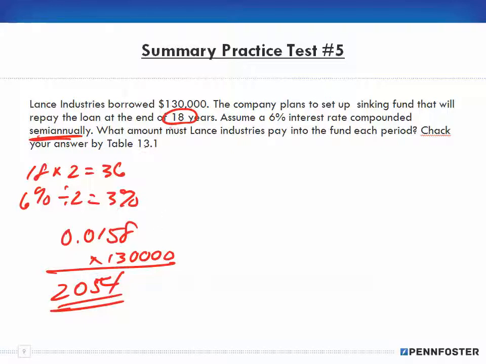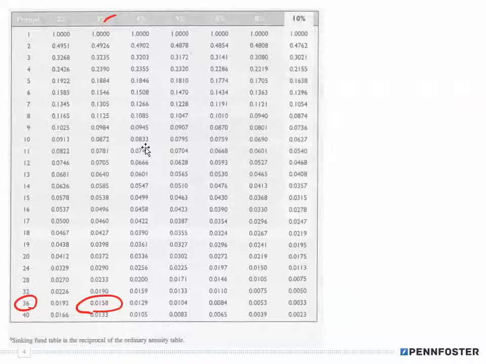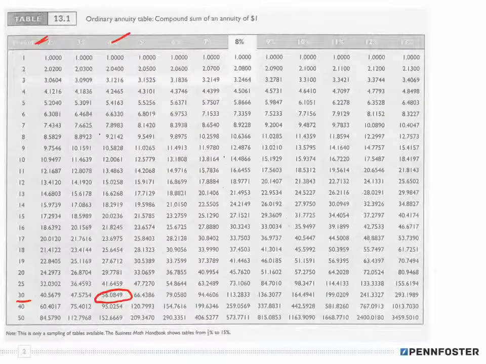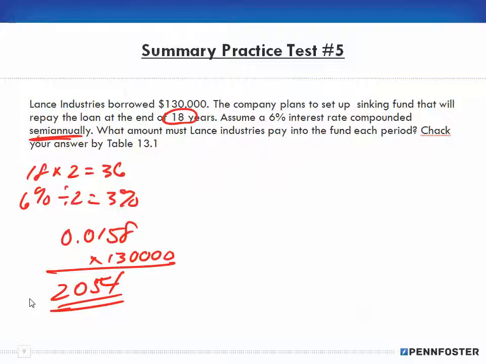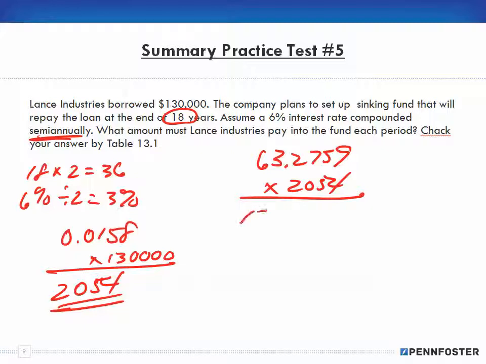Now it says to check with Table 13-1. We have 3% here, but we don't have 36 periods, so we have to use the Business Math Handbook. When we do, we find that the factor is 63.2759, and we multiply that by the 2,054. That amount comes out to $129,968.69, and that's off due to rounding.